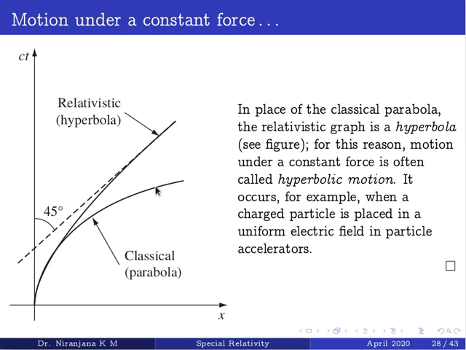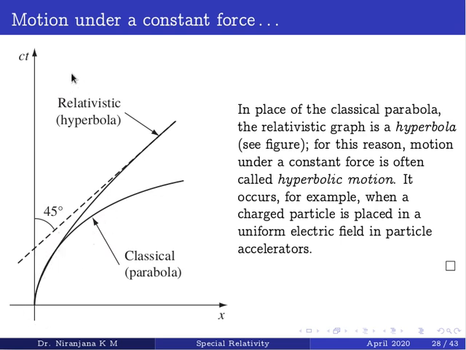Instead, the classical parabola is like this. You can see here at any point, if you look at the slope of the tangent of this curve, you can clearly see that the slope becomes greater than the slope for light, which is not possible. So of course the classical answer is incorrect.